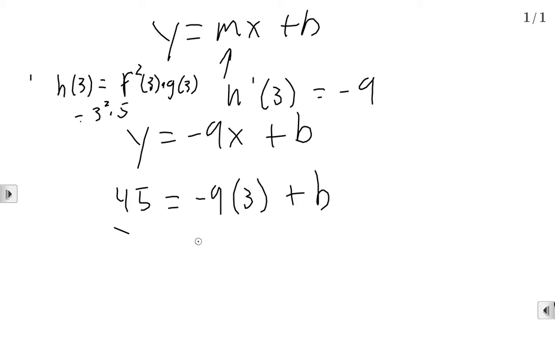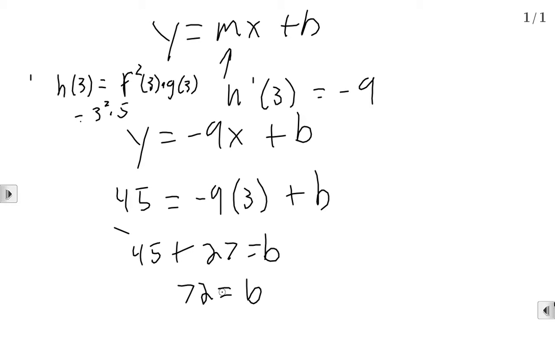So let's work this out to solve for our b value. We're going to take 45. We're going to add this term to it. So we're going to add 27. And that should be our b. And b should be 72. Yep, 72.